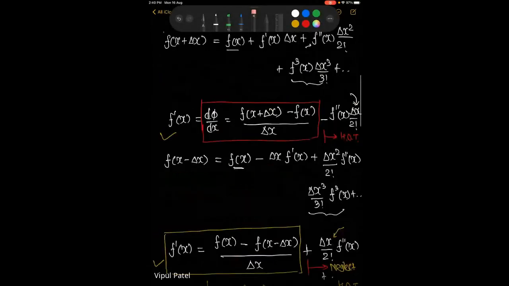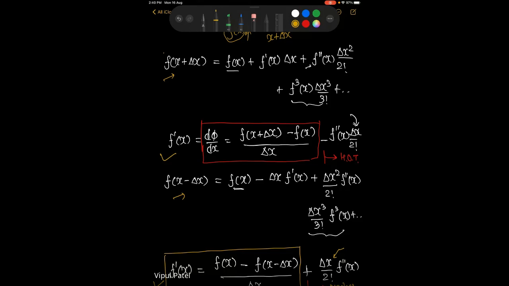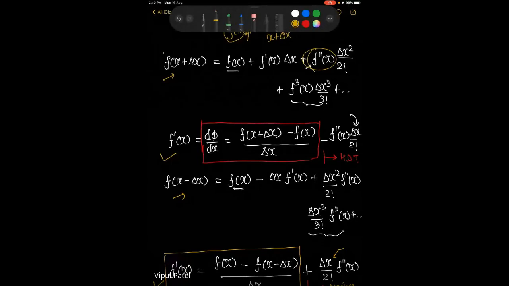Okay, so I'm talking about these two equations which we have written. One is for f of x plus delta x, and another one is f of x minus delta x. And now at this particular time we are interested in this particular function, that is f double prime x. Again, I am facing some issue. Okay, so I hope now it worked fine.